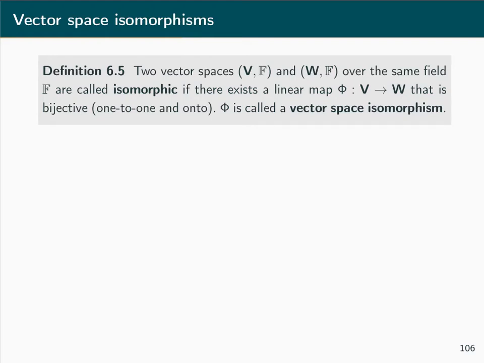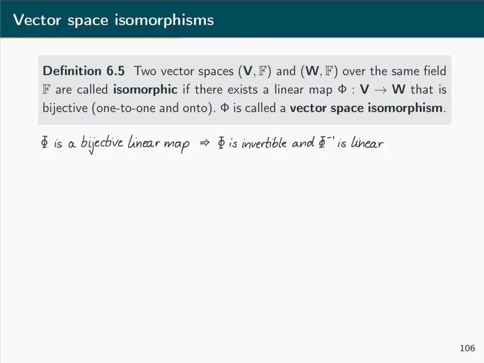In this video, we continue with the second part of chapter 6 on matrices as linear maps. In definition 6.5, we consider two vector spaces, V and W, over the same field F, and we call them isomorphic if there exists a linear map that we denote by a capital letter phi and which is bijective, meaning one-to-one and onto between the two vector spaces V and W. In this case, phi is called a vector space isomorphism.